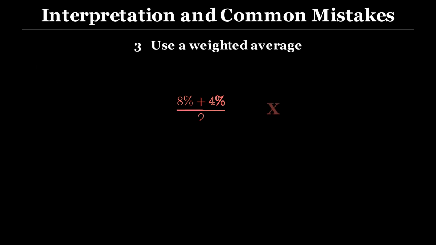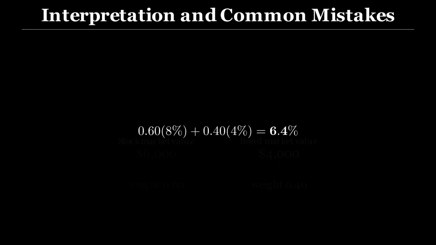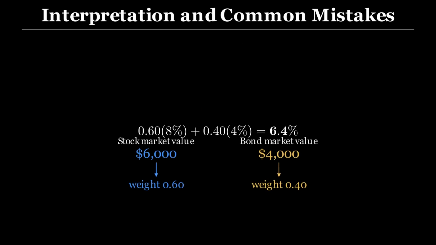Averaging 8% and 4% gives 6%, but that assumes equal 50-50 weights. Our actual 60-40 portfolio produces 6.4%. Unless instructed otherwise, calculate weights using each asset's current market value.